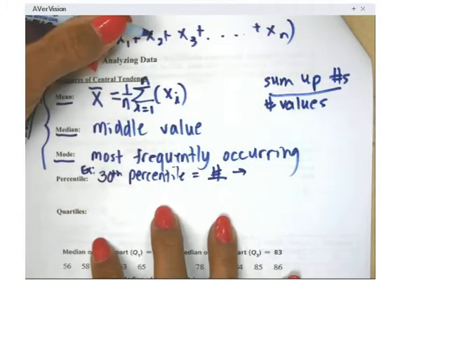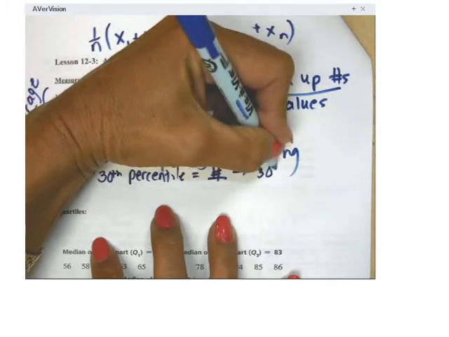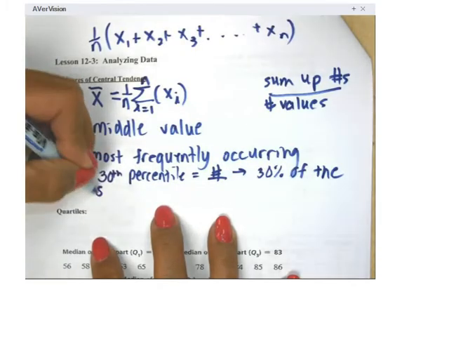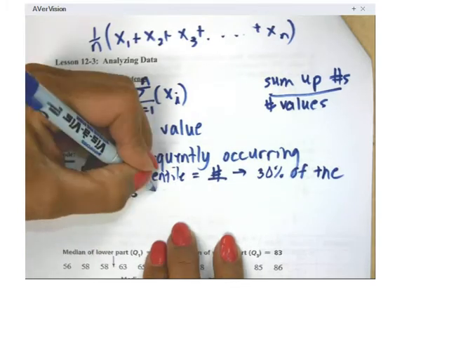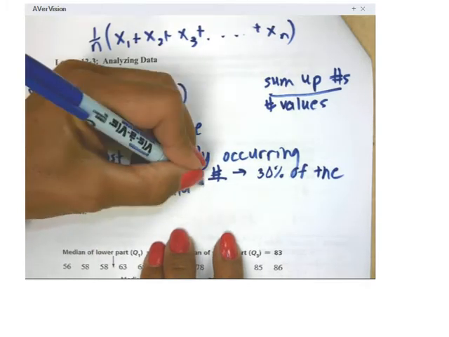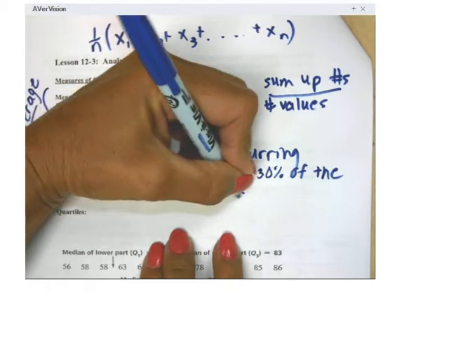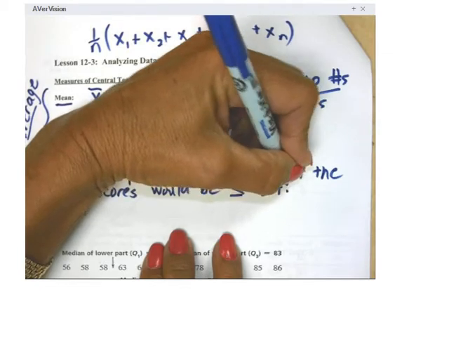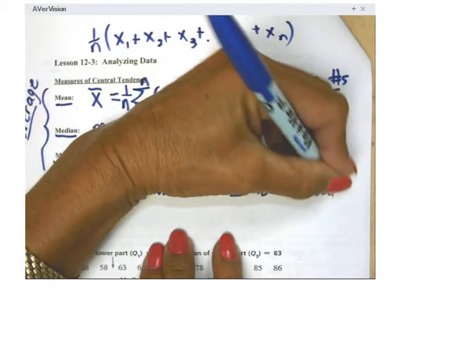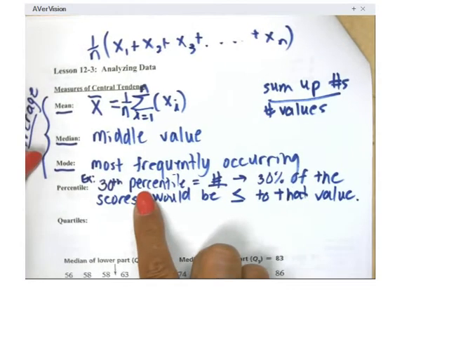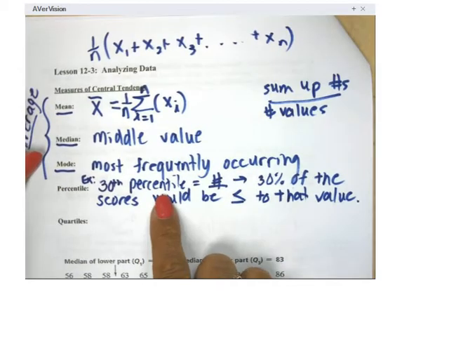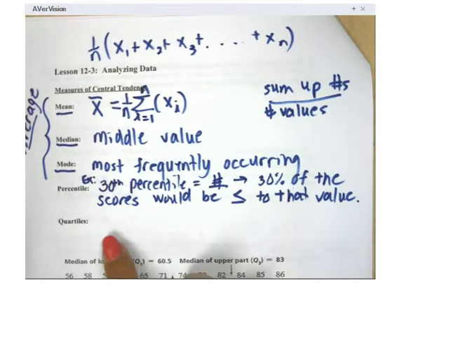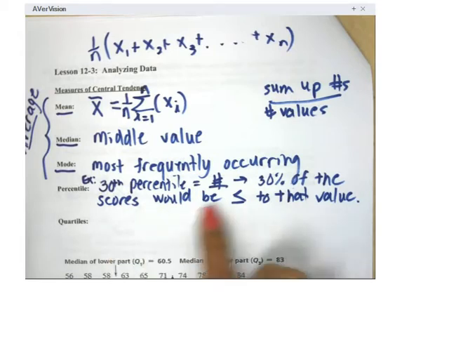That meaning would be that 30% of the values or the scores in this distribution would be less than or equal to that value. So say you were in the 30th percentile for height, and your height is, say, 5'2". That would mean that 30% of people your age have heights that are less than or equal to your height.